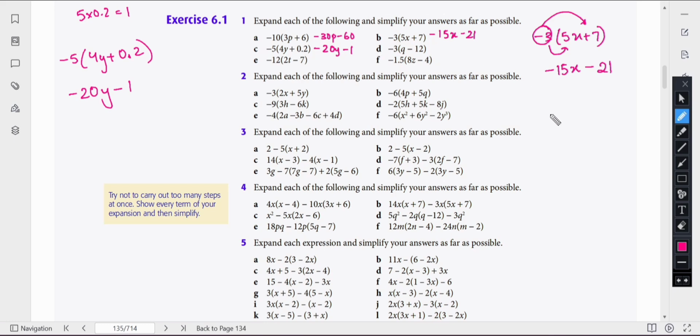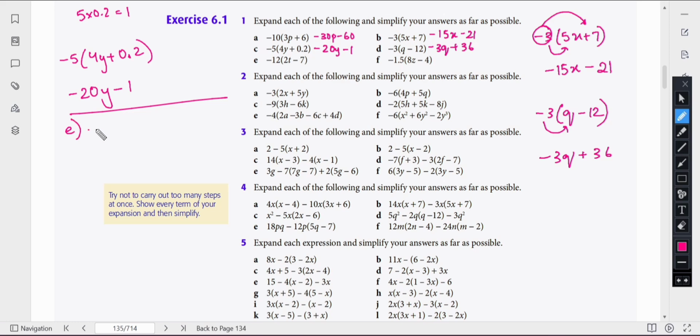Next we have the D part, that is minus 3 (q minus 12). It's very simple. Minus 3 will be multiplied with q, minus 3q. Minus 3 multiplied by minus 12: 12 into 3 will be 36. So minus 3q plus 36.